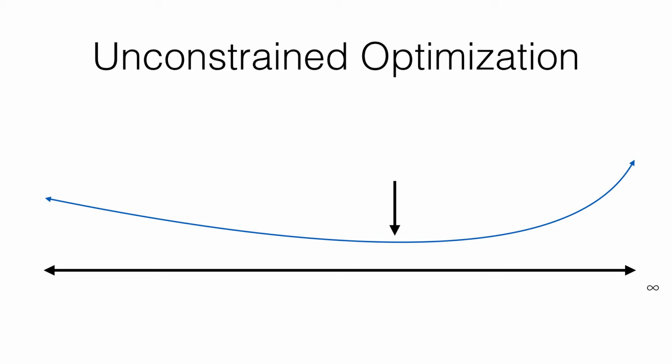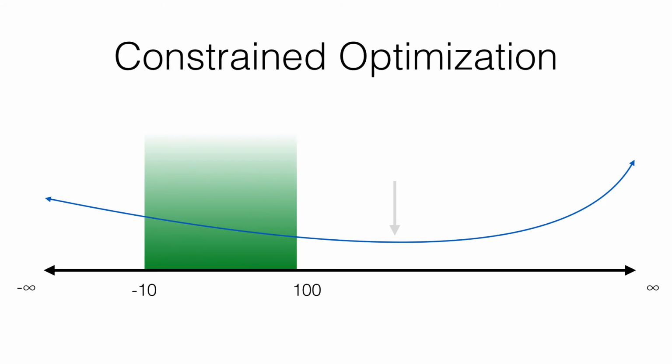But in real computers, there's a limit to the size of floating point numbers you can compute with accurately. In contrast, constrained optimization puts constraints on the possible solutions. For example, maybe we say, okay, let's minimize this blue curve function, but we're only allowed to consider input values between -10 and 100.